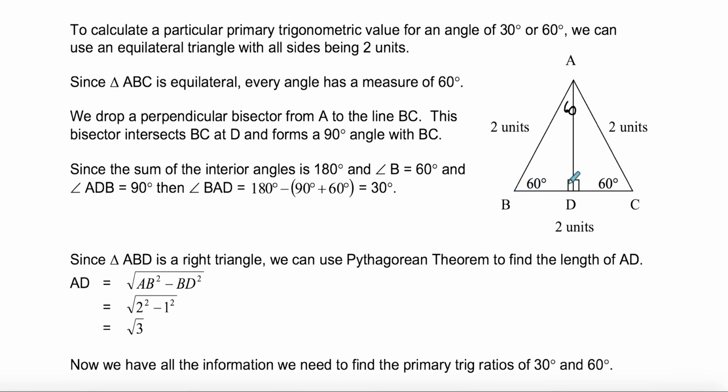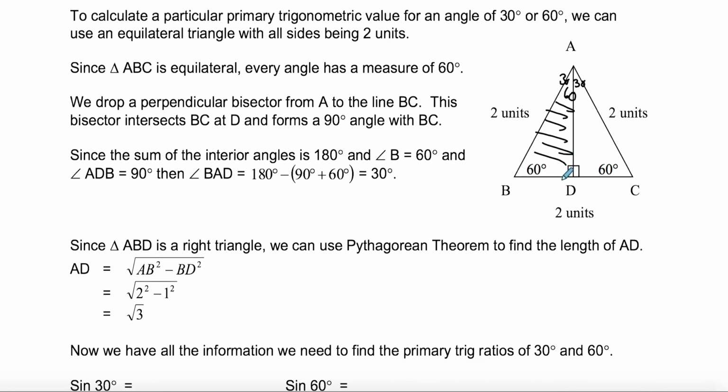Then if we imagine splitting this triangle into 2 right triangles, each angle up here is 30. So we have a 90, 60, and 30. That adds up to 180 degrees.